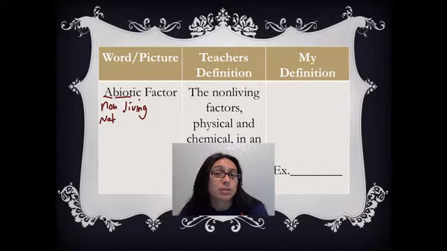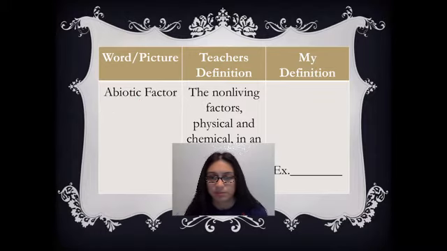Temperature would be another example. You think of places where it's extremely hot, you don't find a lot of organisms. You think of places that are extremely cold, you don't find a lot of organisms. So temperature would be another example. When you come up with your example in the my definition section, try to think of something else besides the examples I've already given you. Alright, next word.